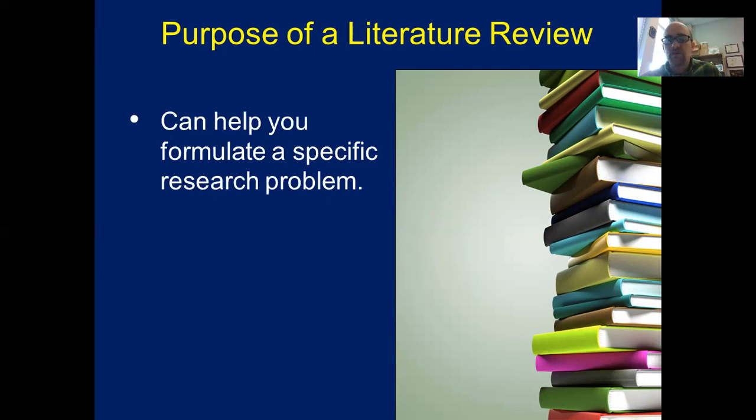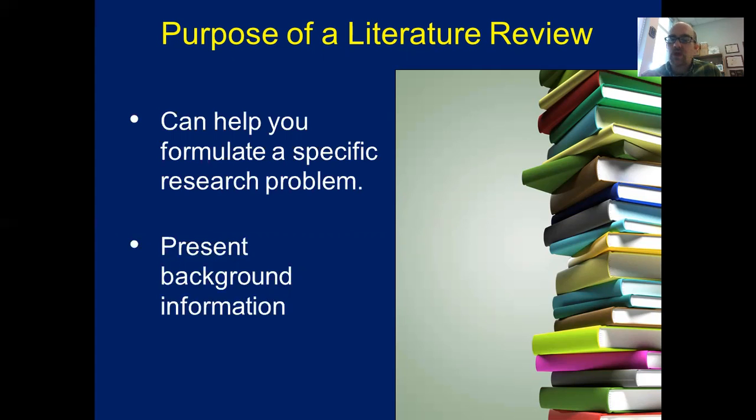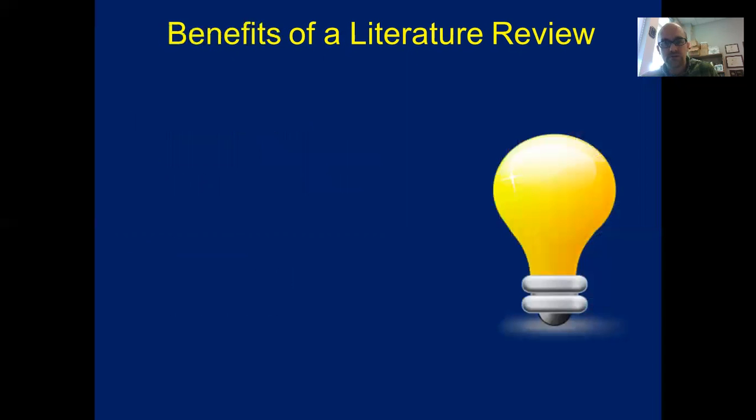In your case, probably your research problem will be developed through your advisor, because most likely they already have a project in mind. But typically, we use a literature review to be able to come up with things that we think would be interesting and novel to do research on. Of course, it gives you background information, so that gives you an idea of what's come before, different types of methods and data collection that are used.